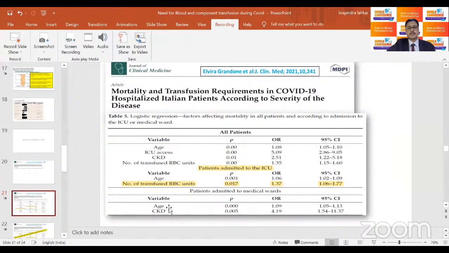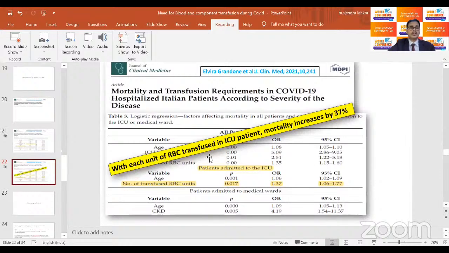And in the ward, definitely age, as usual, along with CKD, chronic kidney disease, is a high risk for death if someone is needing transfusion. Then, with each unit of RBC transfused in ICU patients, the mortality increases by 37%. The hazard ratio is almost 1.37.